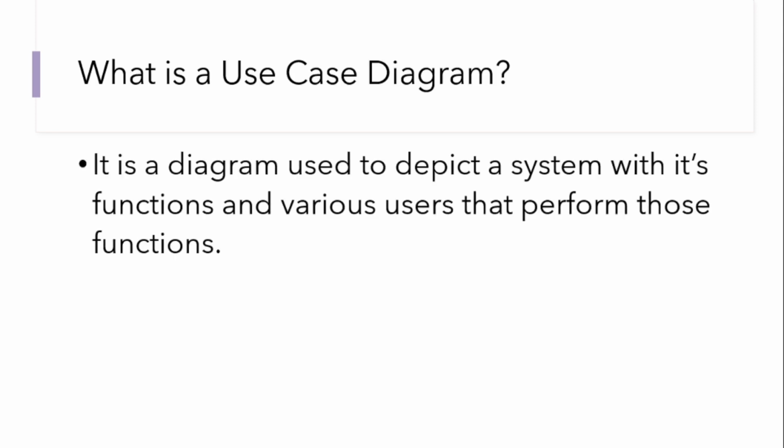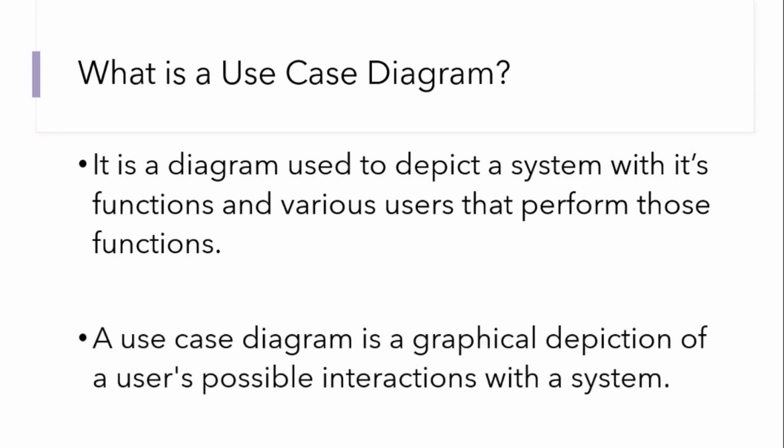A use case diagram is a diagram used to depict a system with its functions and the various users that perform those functions. A use case diagram is a graphical depiction of users' possible interaction with a system. So with a use case diagram, the general idea is to identify the various functions or the functional requirements of a system and then the various roles that perform these functions.